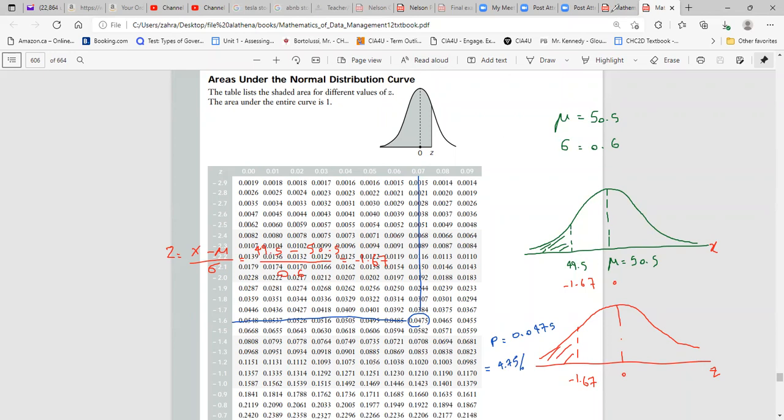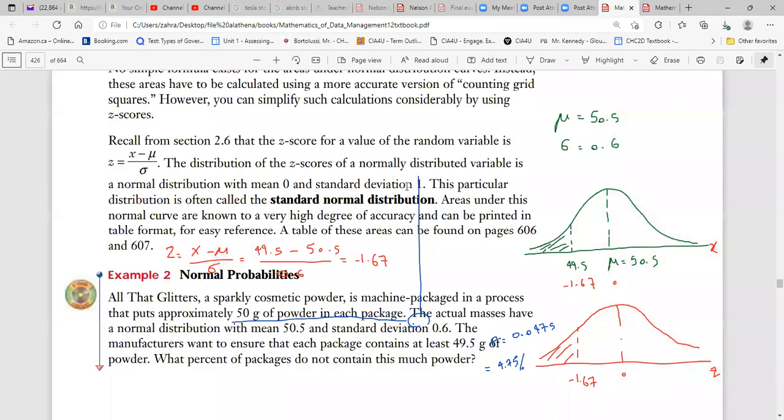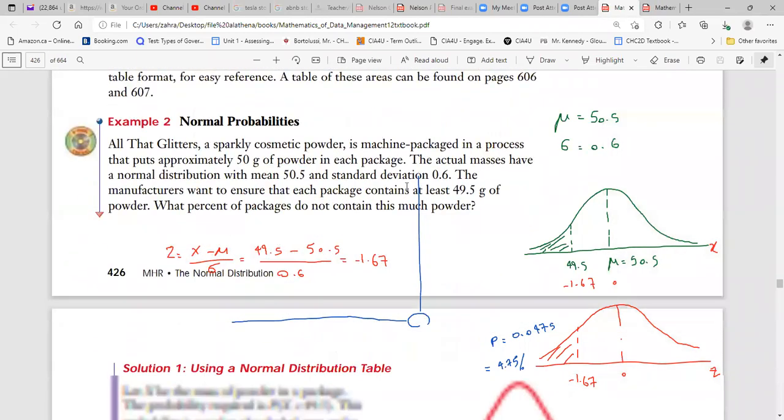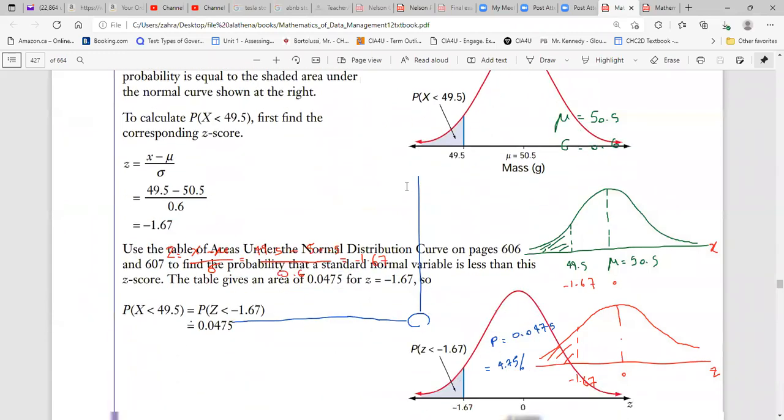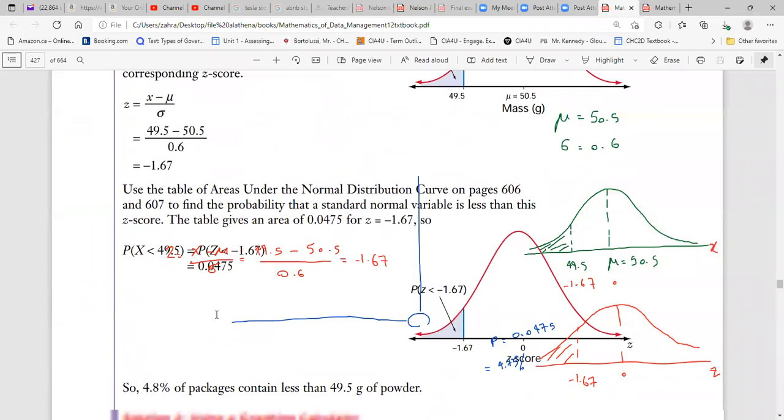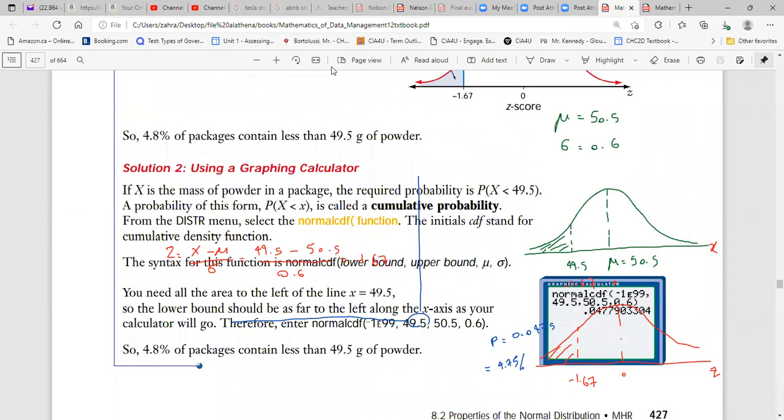Okay. Let's go back to this question. Yes, that would be the probability. I'm going to erase this.